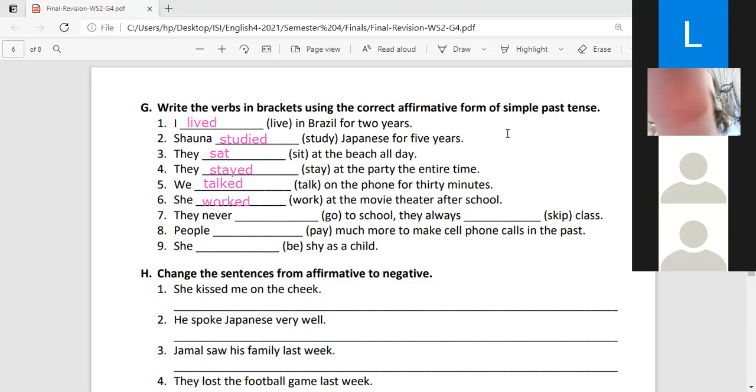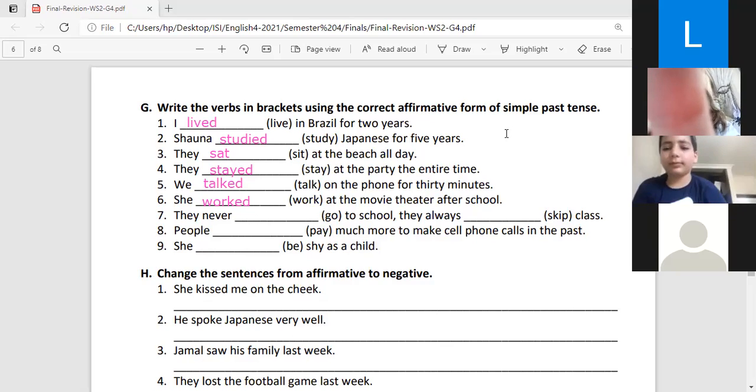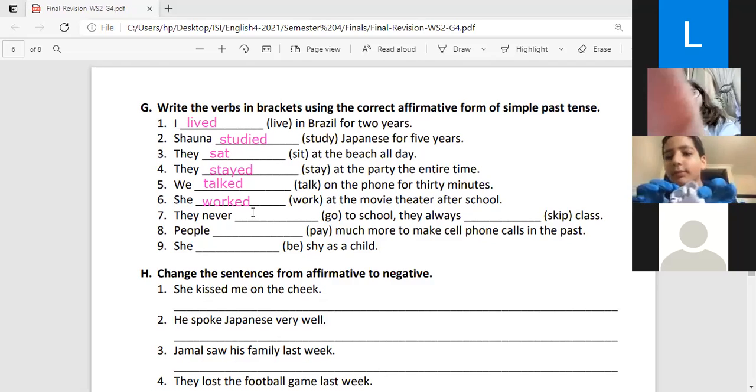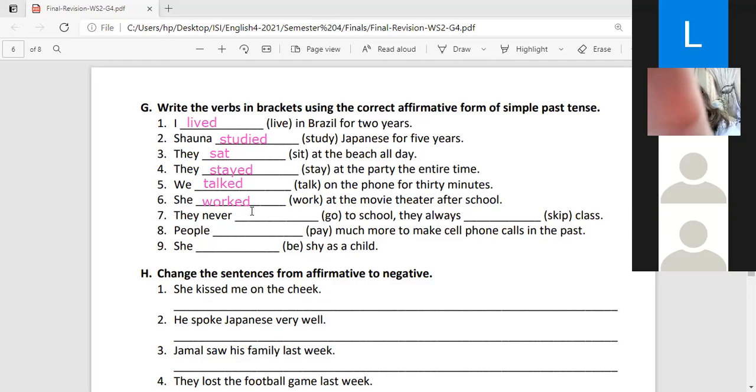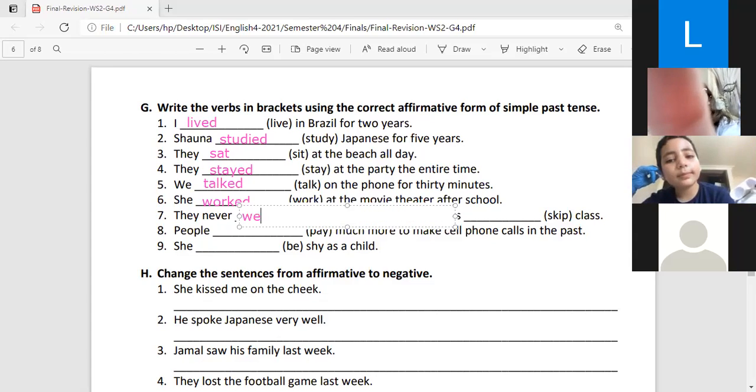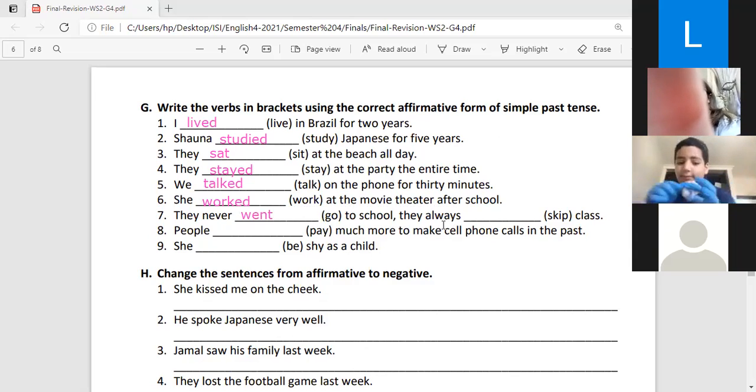They never go. What does it become in the past? Went. They never go becomes went in the past. They never went to school.